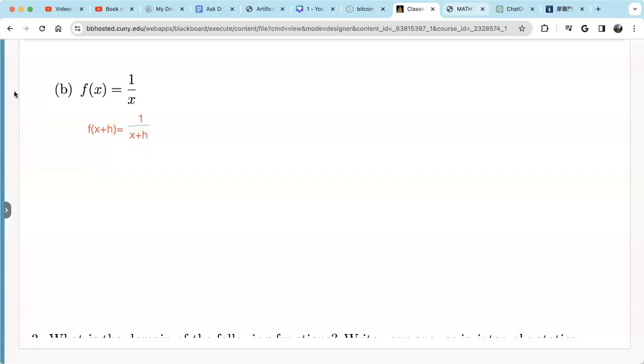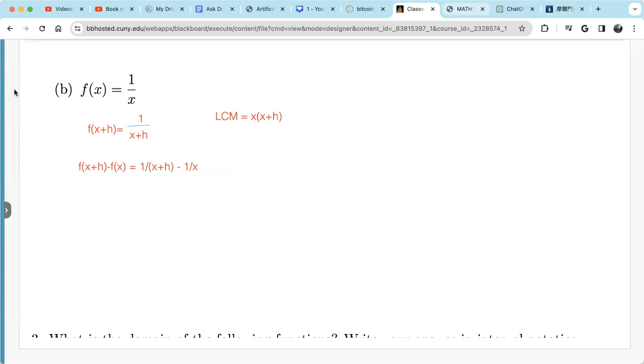Now let's subtract f of x plus h minus f of x. I'm going to write this way, okay, 1 over x plus h minus 1 over x. Just subtract those two functions. Then what do we need? We need common denominators, right? What's the least common denominator? We need to find out the least common denominator. The least common denominator is x times x plus h.